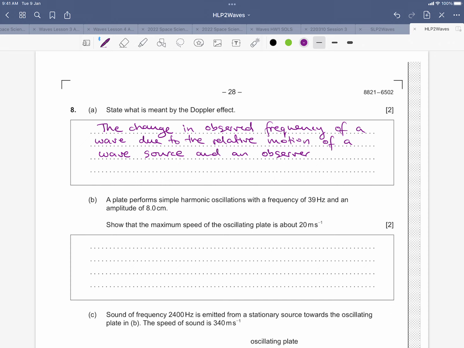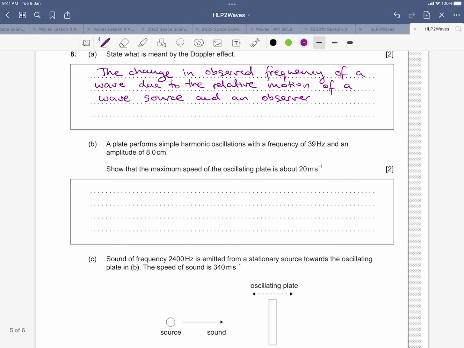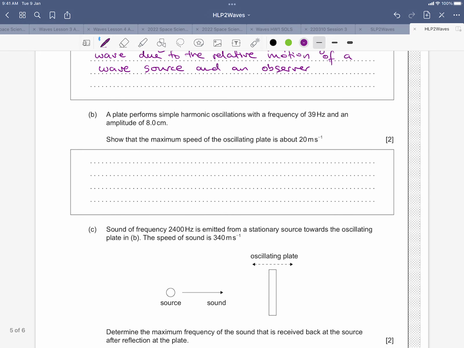Okay, so we have a plate performing simple harmonic motion, has that frequency, amplitude, maximum speed. Okay, straightforward application of this formula, max speed equals omega times amplitude. Okay, I just know this by heart, but it's also kind of hidden in the data booklet equations in many different ways.